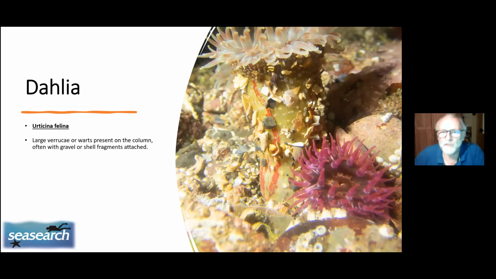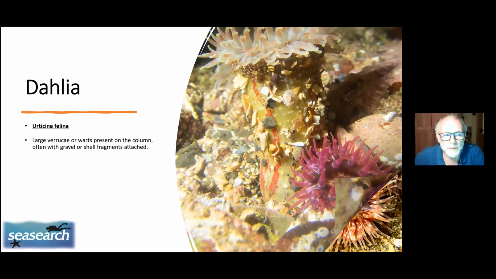Here's another example of a dahlia which has filled itself with water and stood quite erect. It's got these little white verrucae, warts, on the column, and they secrete a sticky substance which accumulates little pebbles and little bits of shell on them as well. So that's quite a characteristic of this anemone, although not unique to this anemone.